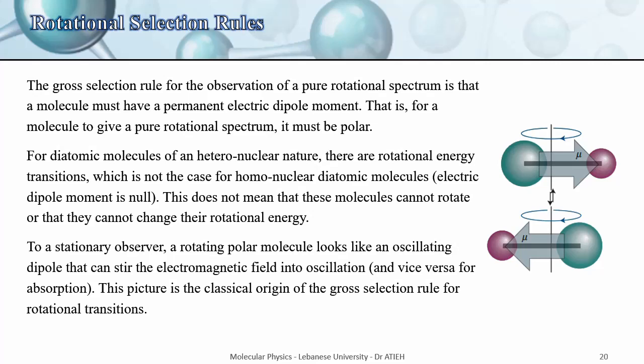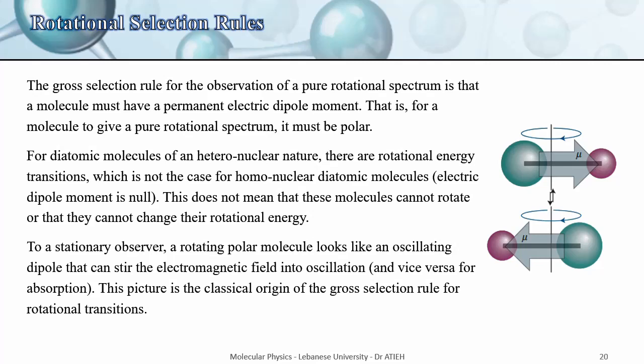This is true for any heteronuclear diatomic molecule, but not true for a homonuclear diatomic molecule. So when the two atoms are different, it's polar because one of them will be more electronegative than the other. When it is homonuclear, for sure they will have the same electronegativity and we will have no dipole. The dipole is zero.